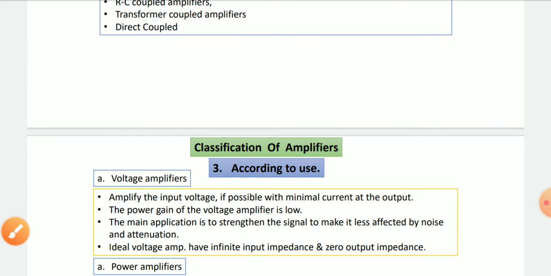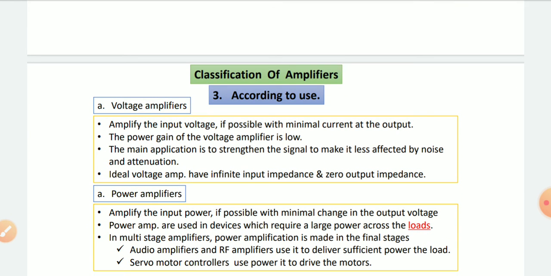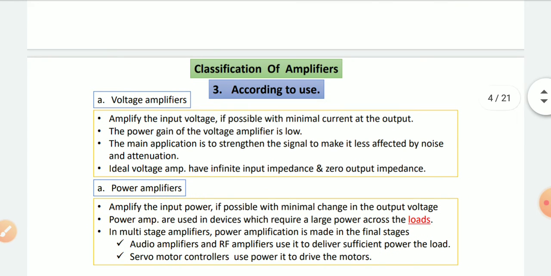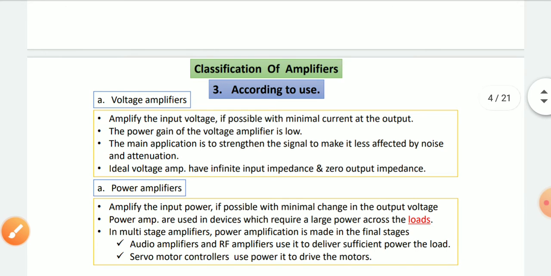Classification of the amplifier can also be done according to use. If we use it for voltage amplification, that particular type of amplifier will be the voltage amplifier, where the main motto is amplification of the input voltage. The power gain of the voltage amplifier is not so good, it is low. Its main application is to strengthen the signal to make it less affected by noise and attenuation.